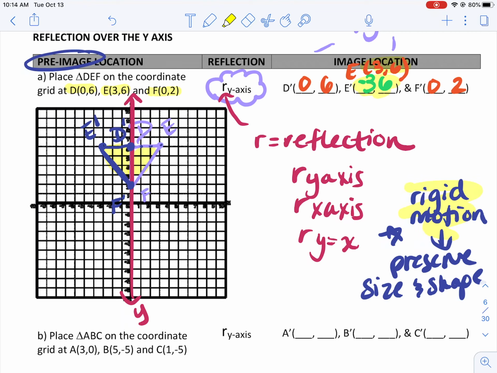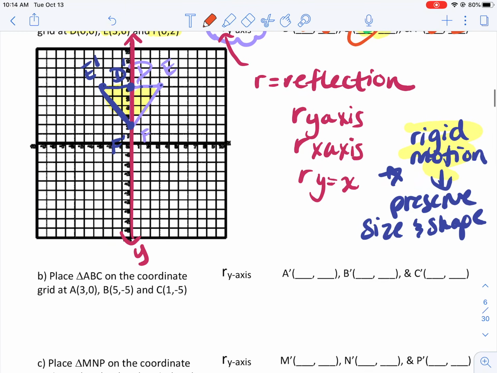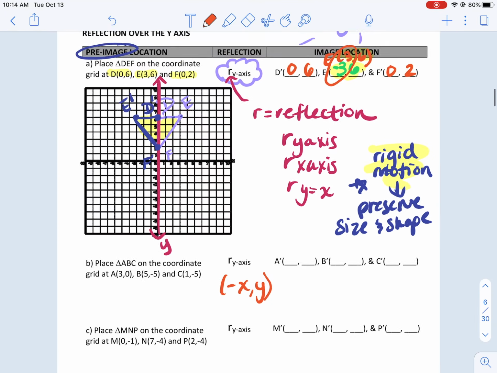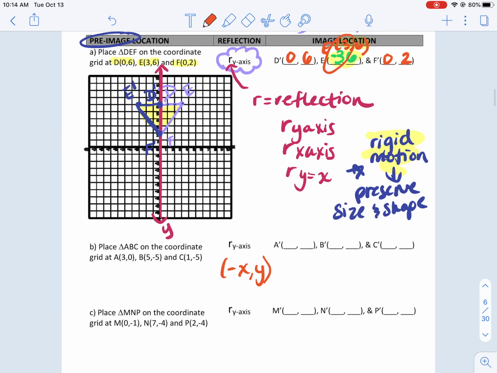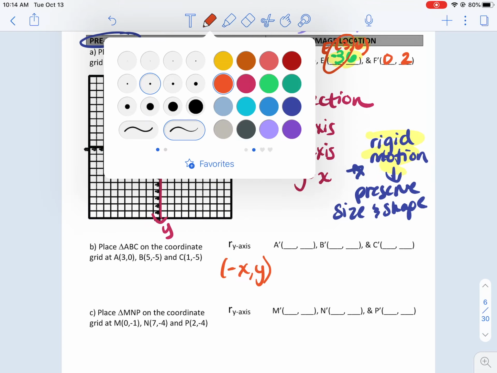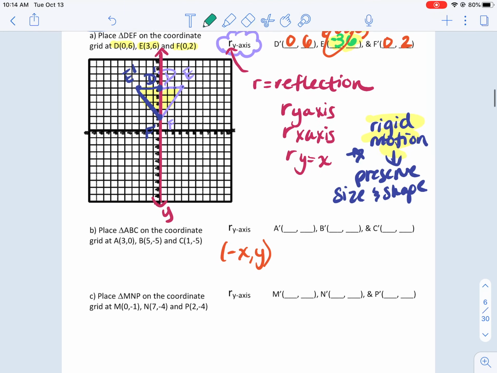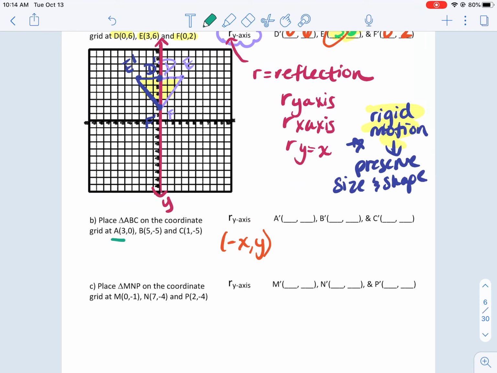So if we look at that, we notice what happened, guys. Well, the only thing that we did is we took the x value, which was here, right? And we made it the opposite. So sort of a rule for the y-axis is we make the x negative and keep the y the same. Okay, so we can do the same thing. If you want to plot this, you could plot it and flip it, or you could also think about the rule way.